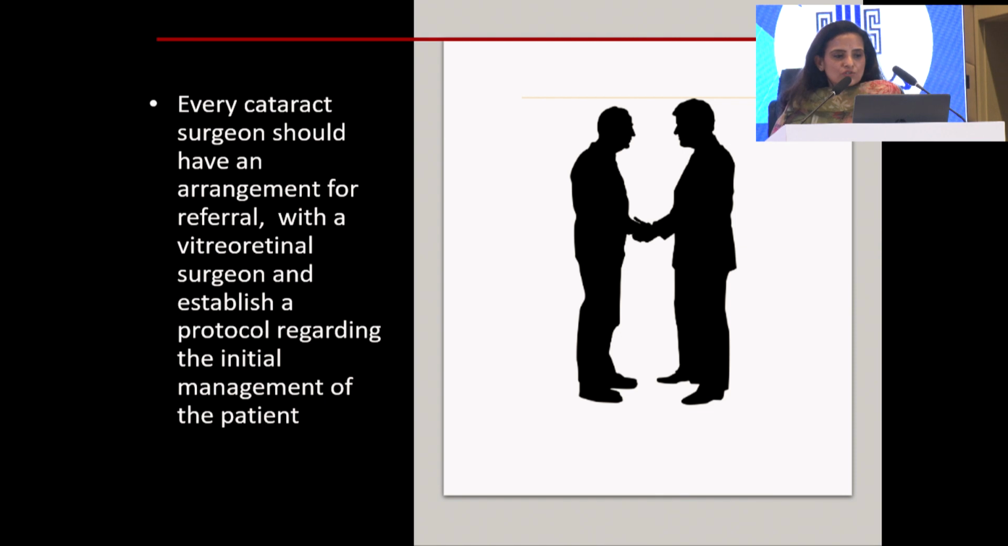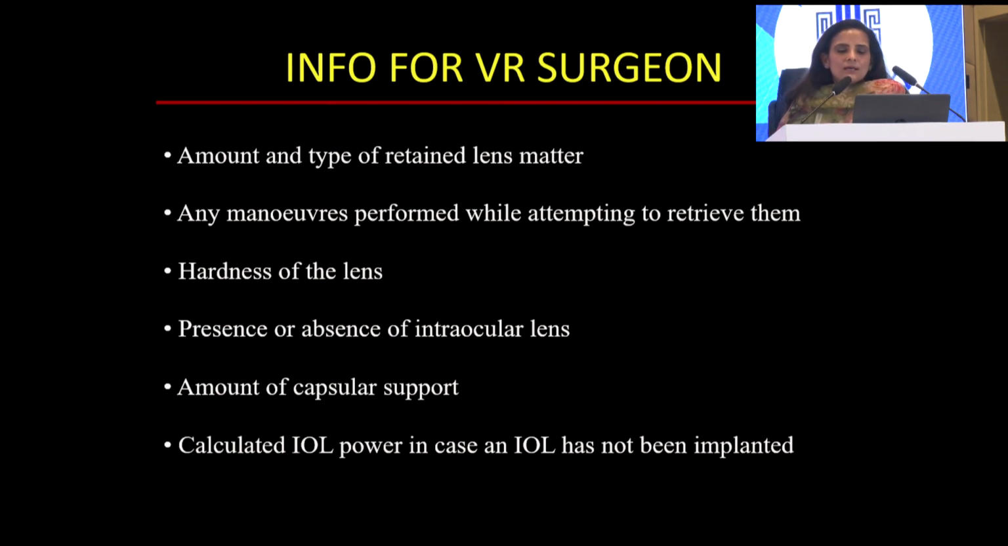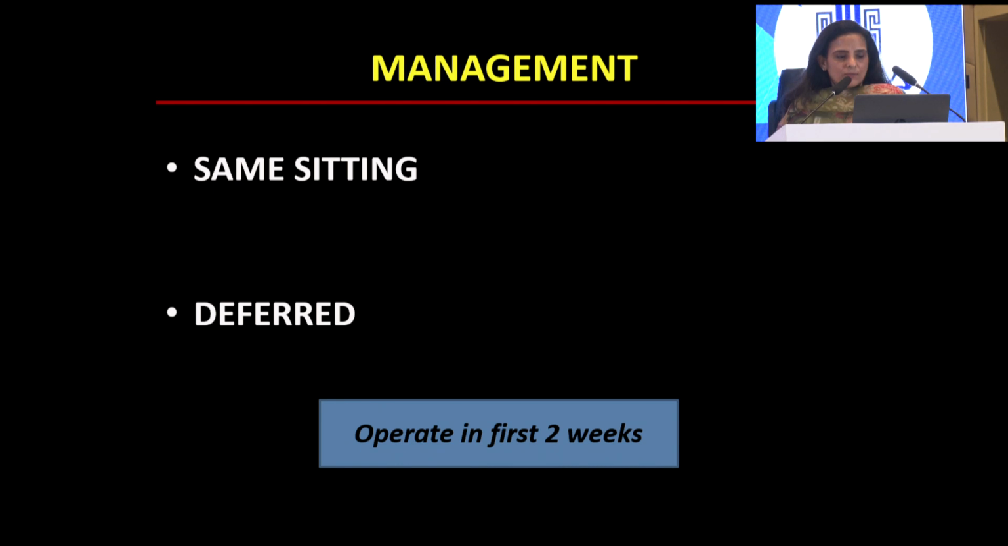Every cataract surgeon should have an arrangement with a vitreoretinal surgeon to refer these cases. I'm a vitreoretinal surgeon, so the information that I would want from a cataract surgeon is all of this: what was the amount and type of the lens matter, what were the maneuvers performed, the hardness of the lens, the presence of an intraocular lens, the amount of capsular support, and the IOL power.